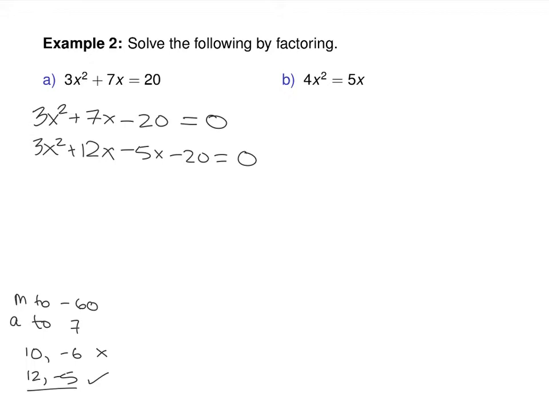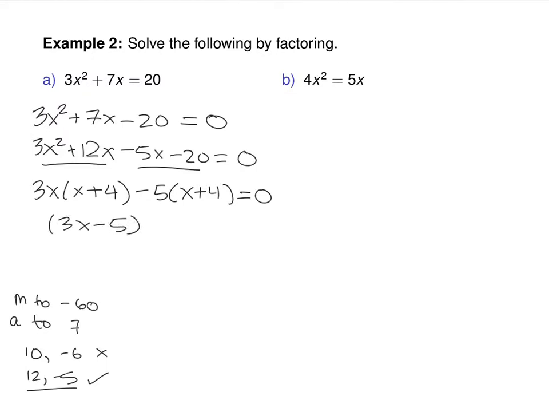Maybe? Okay. So what's the greatest common factor in your first set of terms? 3x, great. x plus 4. Second set of terms, very good. And you know you have victory when those x plus 4s match. So now you take out the x plus 4 and you get 3x minus 5.